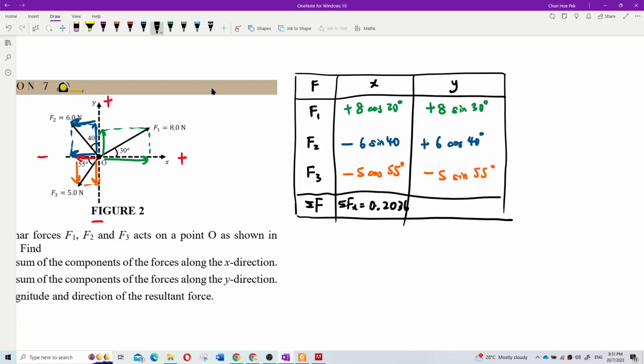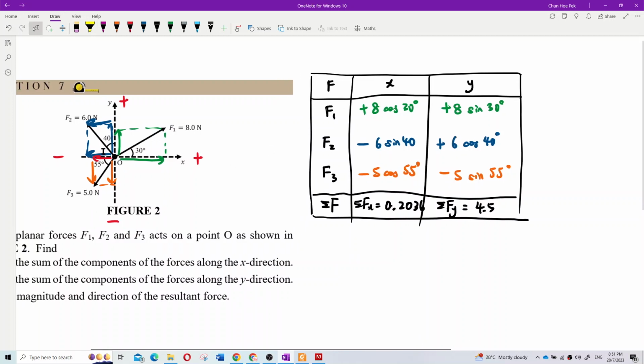Okay, good. And then is the total Fx positive or negative, class? Positive. Yeah. And then for Fy, what's the value? 4.50, positive also. Yes. 4.50. This is a force, so all of these are in Newton. Both of these are positive values.